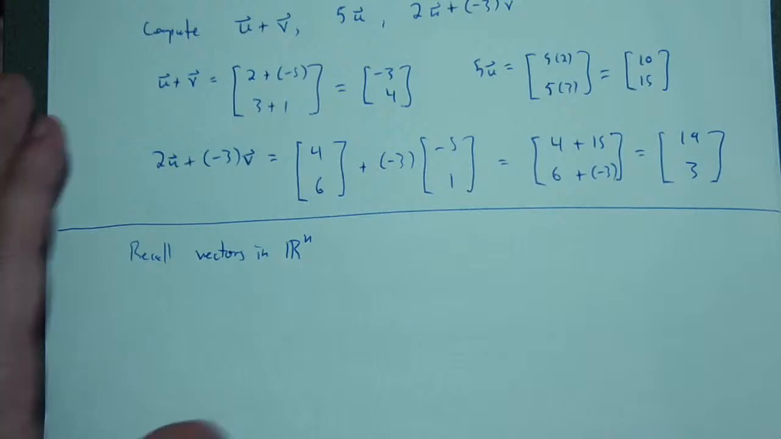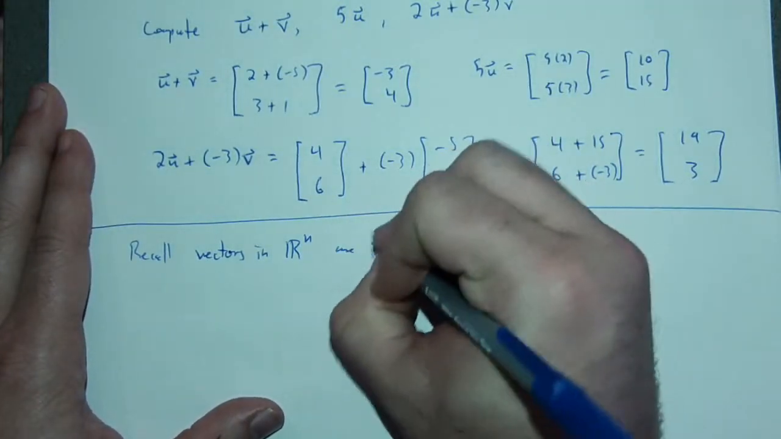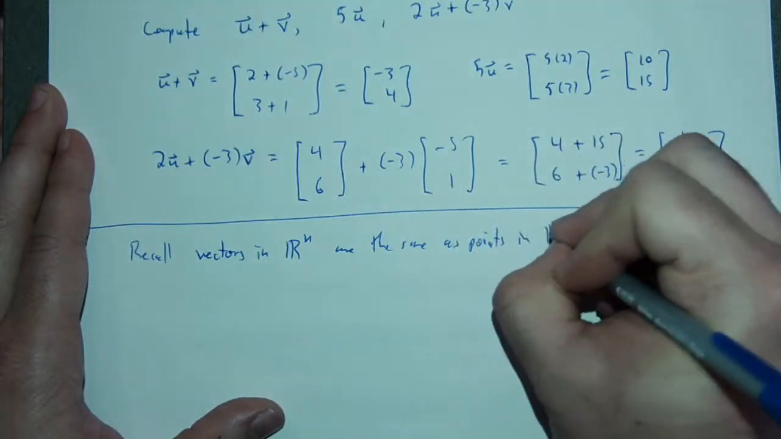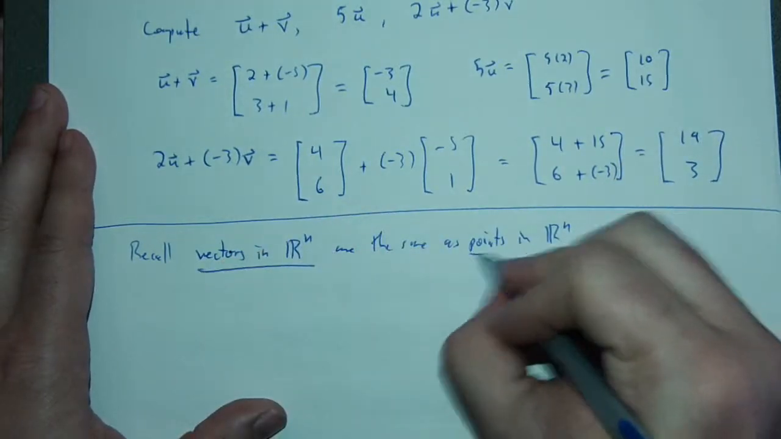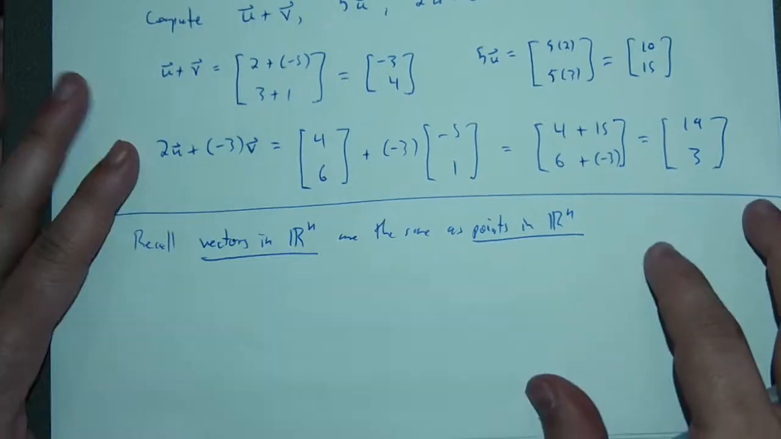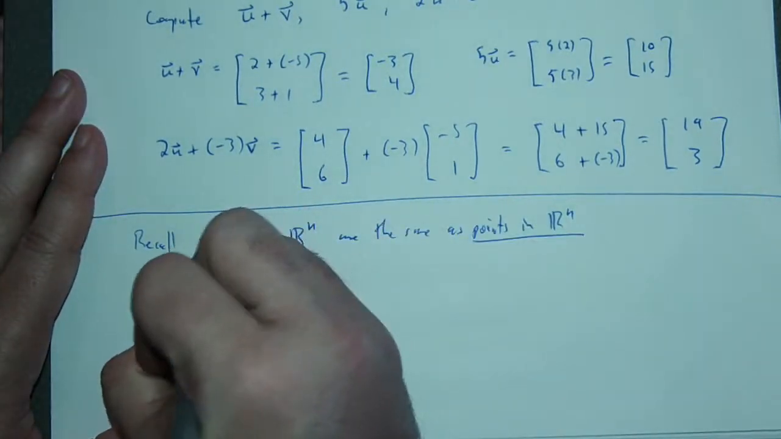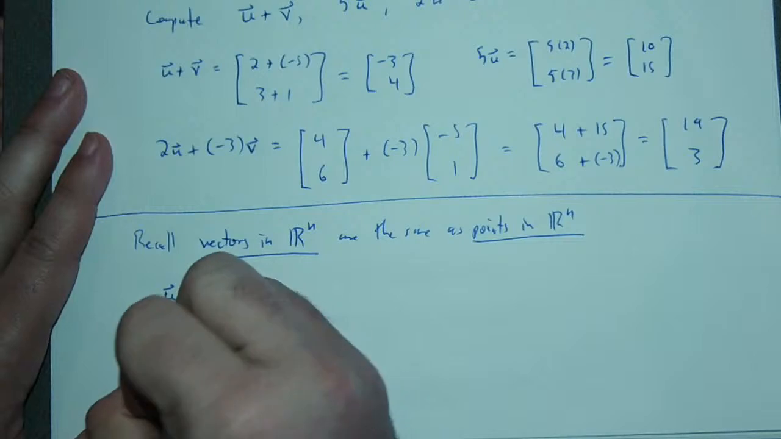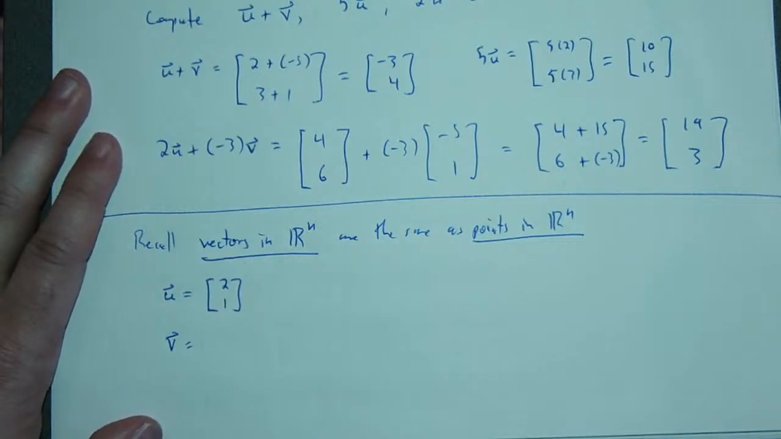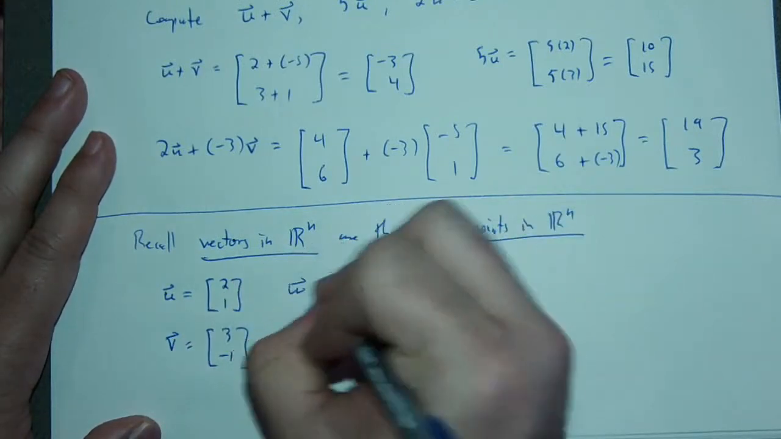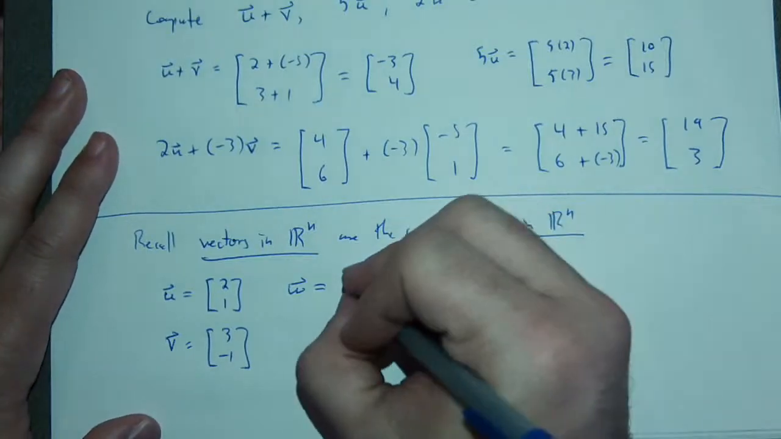Right? So recall, vectors in R^n are the same as points in R^n. So vectors and points are the same. That's true when n is equal to 2, so vectors in R^2 are the same thing as points in R^2. To see that, let's look at my vectors. Let u be (2, 1), let v be the vector (3, -1), and let w be the vector, say, (-2, -1).